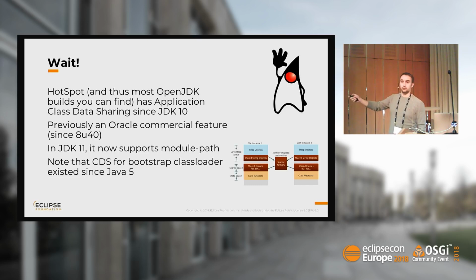So it's the same concept. You just serialize something in shared memory, a memory mapped file, between your different instances of JVM. So you have better footprint and better startup time.